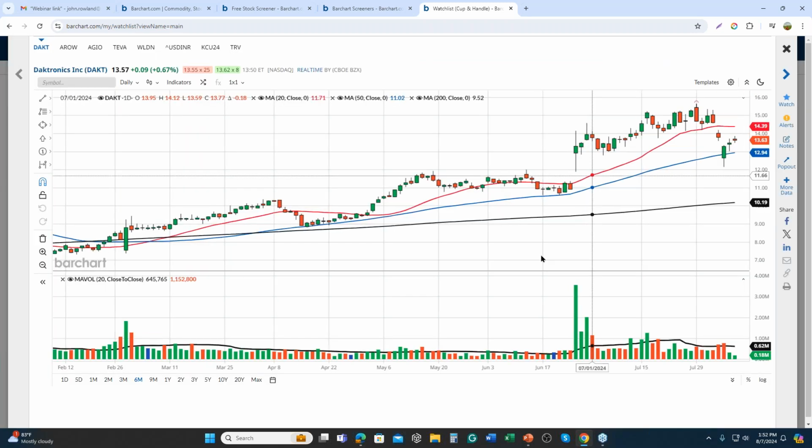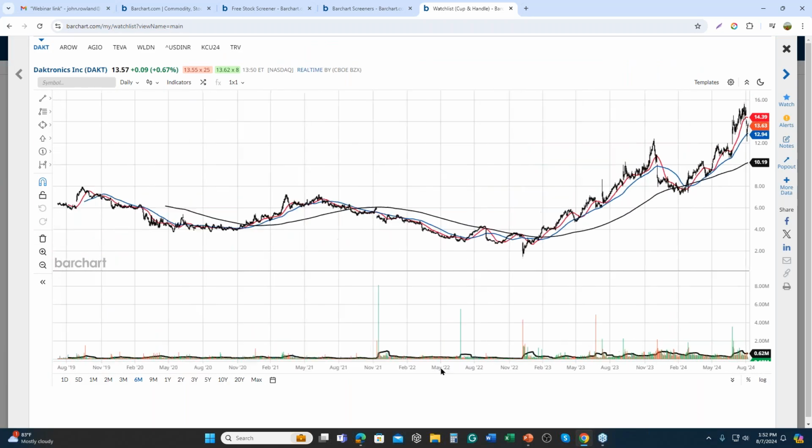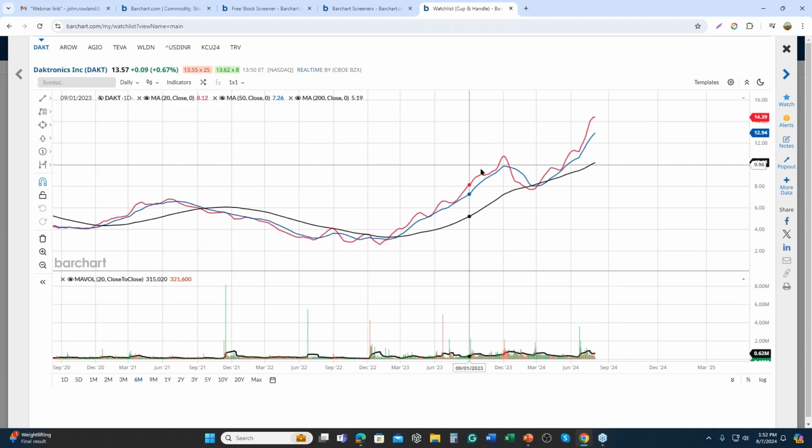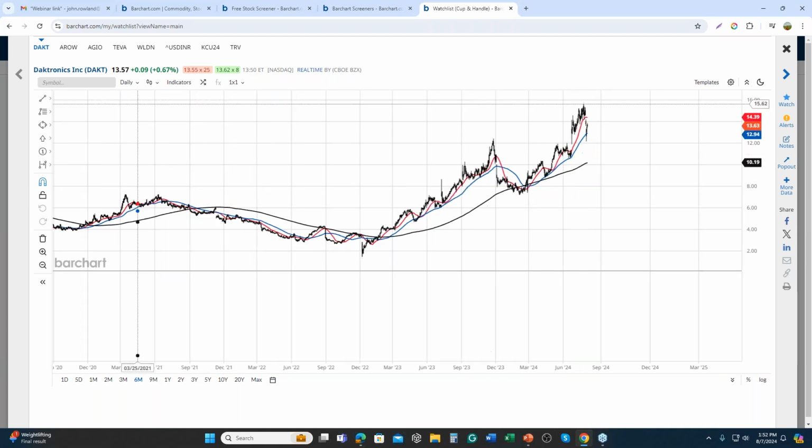I didn't think it was a great example when I was first looking at it, but there you go. Again, there is your cup action, your supportive moving averages. If you visualize this without the intraday noise, there it is, there's your nice little cup. There's your little handle, and again, our supportive moving averages.